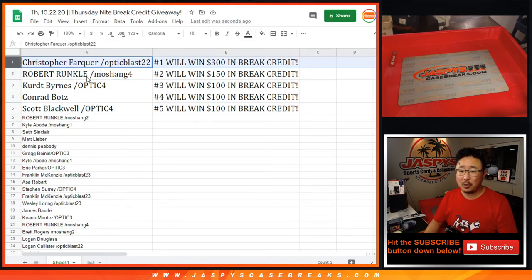And then Chris Farquhar bought a spot in the Optic Blaster break number 22. Got randomized into the baseball break. I forget how he did in the baseball break, but maybe he did well there, and now he has $300 of break credit as well, just for doing what you would normally do, which is join group breaks.